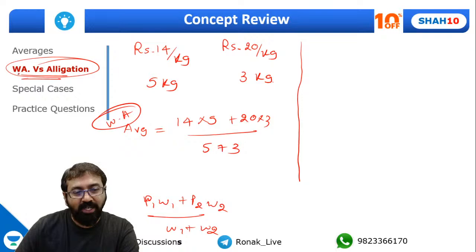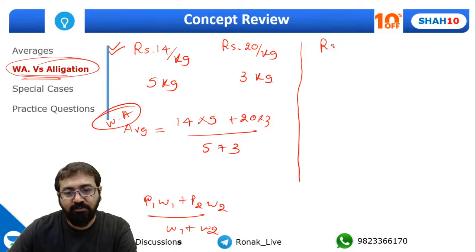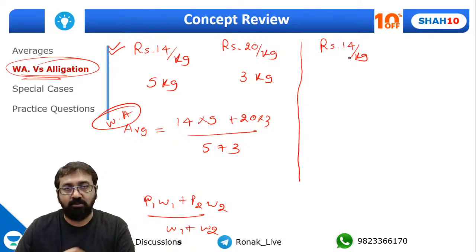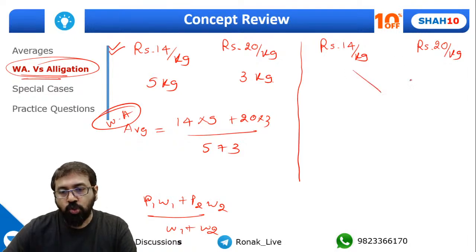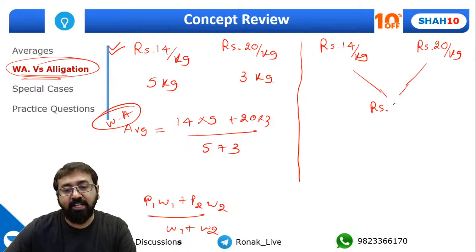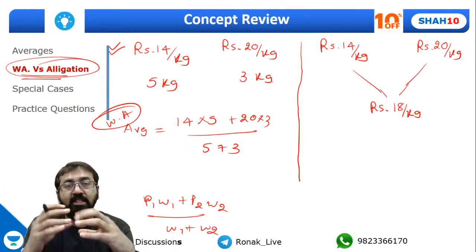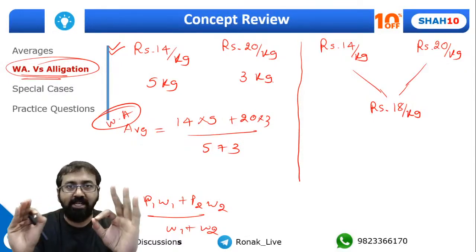So we are talking about weighted average versus allegation. So this is a case of weighted average. Now, suppose if I ask you this question that there is one variety of wheat whose cost is 14 rupees per kg, and there is another variety of wheat whose cost is rupees 20 per kg. So how much should I purchase of both the variety so that when I mix them, the average price comes out to be rupees 18 per kg? What quantity should I purchase for these two varieties, 14 and 20, so that when I mix them, the average price comes out to be rupees 18 per kg?